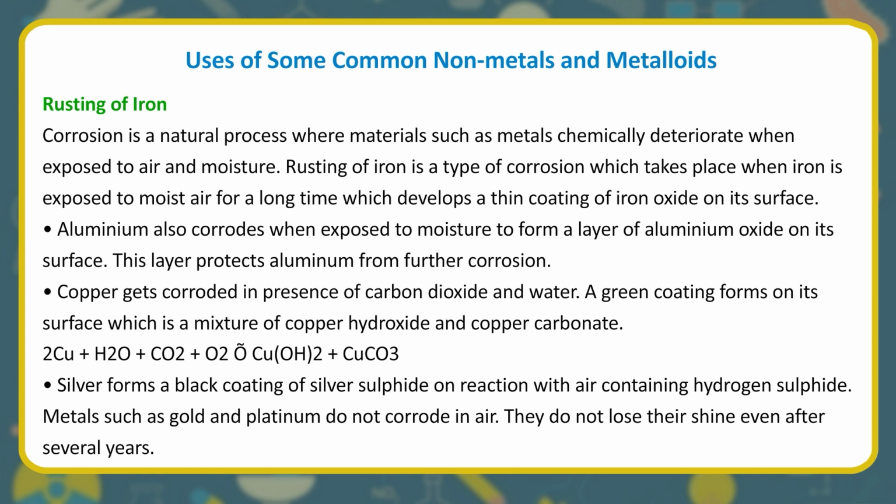Aluminium also corrodes when exposed to moisture to form a layer of aluminium oxide on its surface. This layer protects aluminum from further corrosion. Copper gets corroded in presence of carbon dioxide and water. A green coating forms on its surface, which is a mixture of copper hydroxide and copper carbonate.